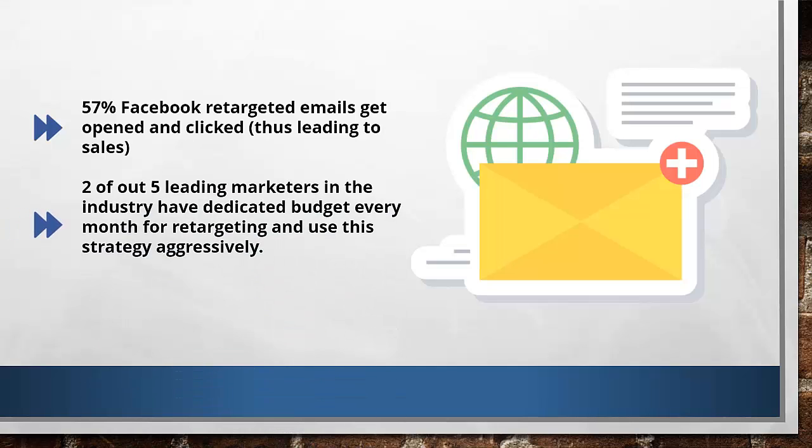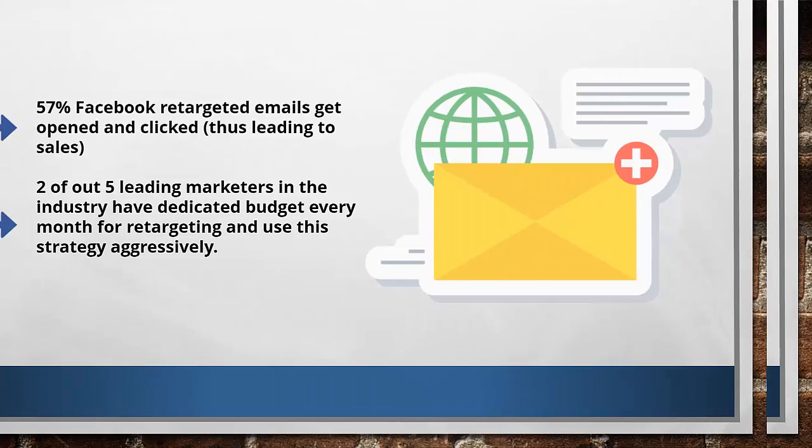Number 5. 2 out of 5 leading marketers in the industry have a dedicated budget every month for retargeting and use this strategy aggressively. I'm talking about elite marketers, so they maybe are the top 1%. These are the people who understand conversions, leads, and sales. They understand the cutting-edge technology, and they have the mechanism or software to analyze their conversions. Without these guys, you cannot start and have this business because you have to grow with the time. You have to understand what's new and what's happening now, not what used to happen 5 years back, but what's happening now.